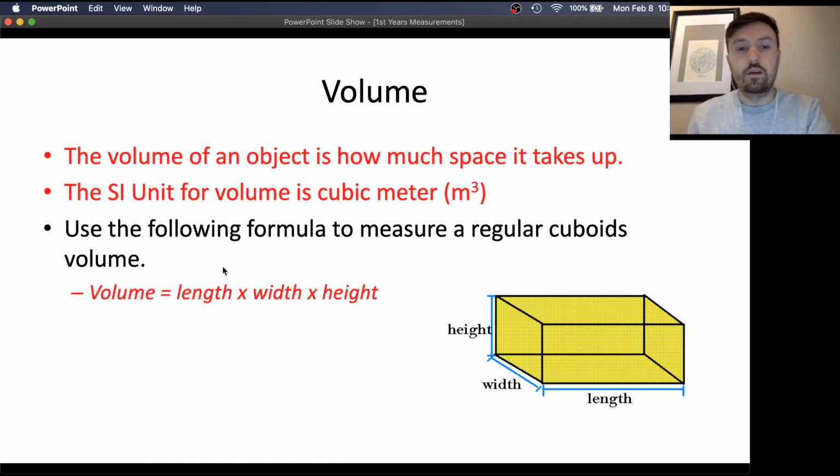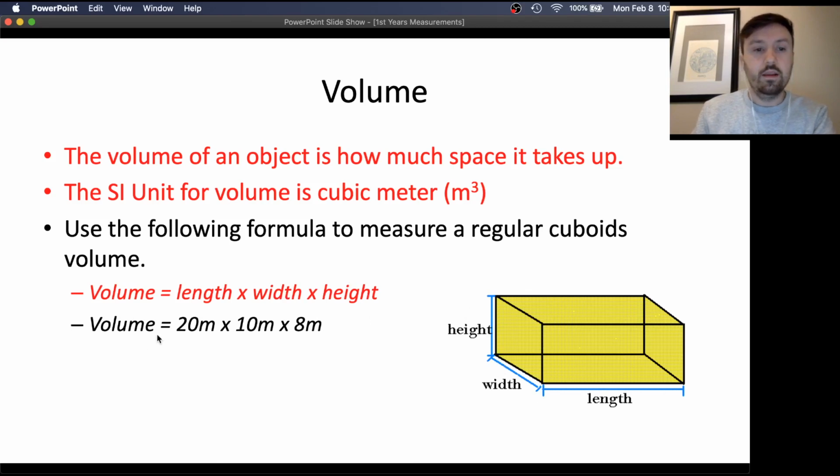So we use the following formula to measure just regular cuboids, anything that looks like a cube, like this. This is the formula you can use: length times width times height. Notice it's very similar to area, length times width. You're just adding in a third dimension, the height. Width, length, and then you're adding in the height.